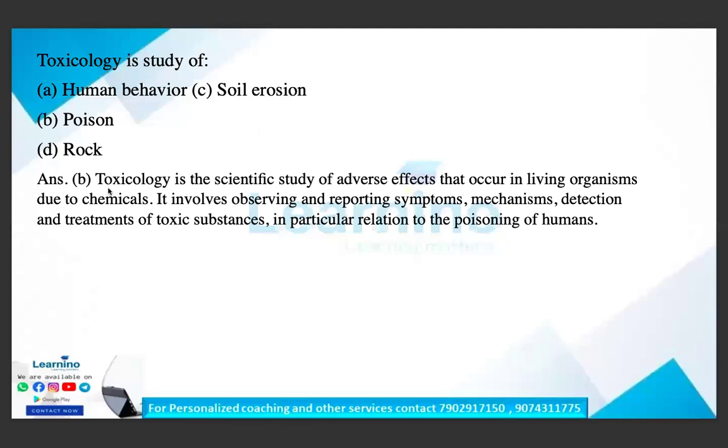Toxicology is the study of poison. Toxicology is a scientific study of adverse effects that occur in living organisms due to chemicals. It involves observing and reporting symptoms, mechanisms, detection, and treatment of toxic substances, in particular relation to the poisoning of humans. So, toxicology is a study of poison.